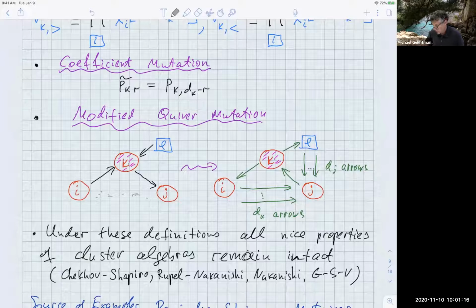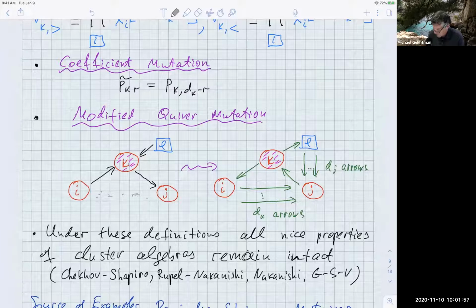Right, so that's how you change the definition, and one can show that under these definitions, all the properties that we love about cluster algebras remain intact. So you have the Laurent phenomenon and all other properties, compatibility with Poisson brackets, they will remain the same. And this was investigated by many people. But any properties that you want will be satisfied with suitable modification.